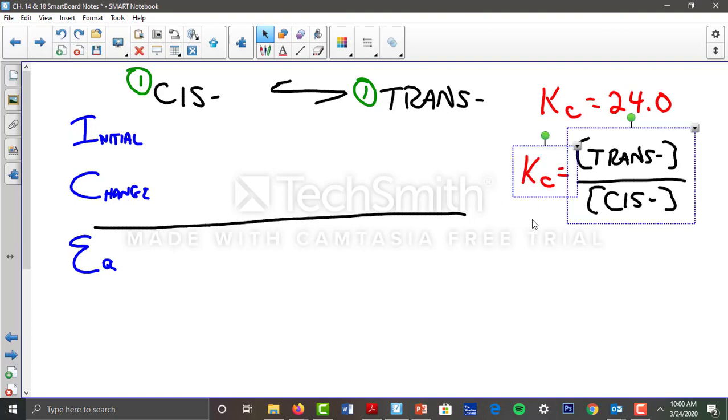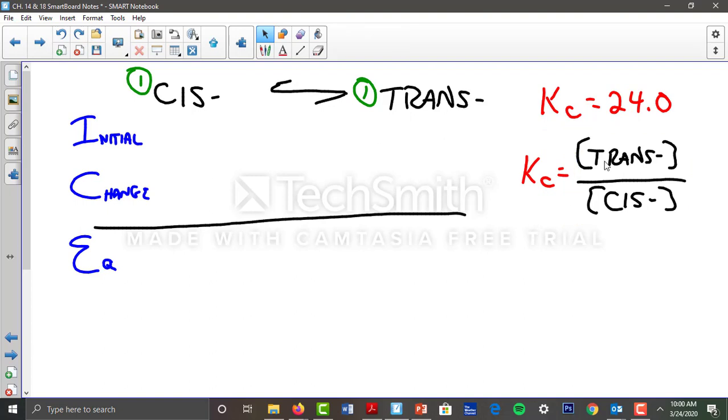So if we were to write the equilibrium expression, it would be the trans, the product, because of the way that we wrote it. And remember, the way that we wrote it with the trans on the product side means that the products over reactants quotient is 24.0. Now, if we were to flip the cis and the trans sides here and put the cis on top and the trans on the bottom, the Kc would be equal to 1 over 24, the reciprocal.